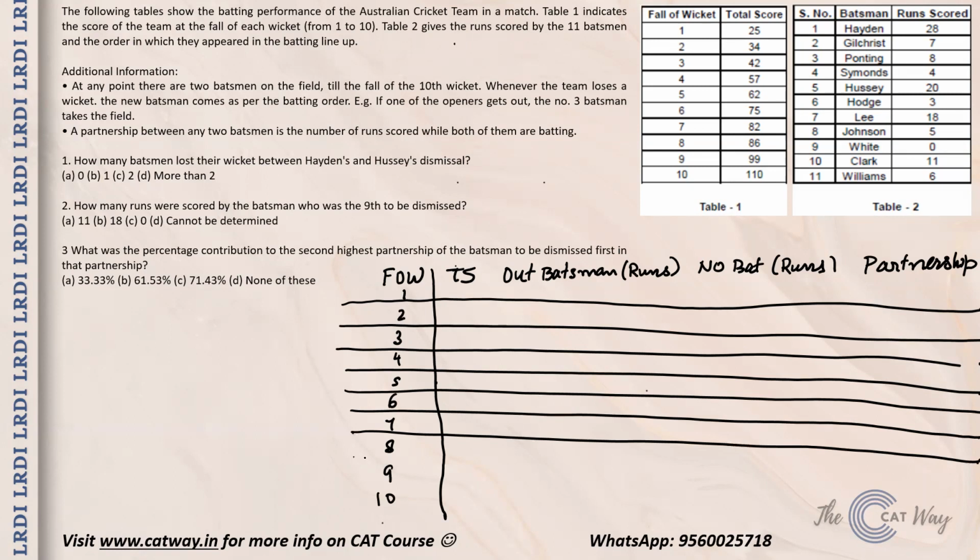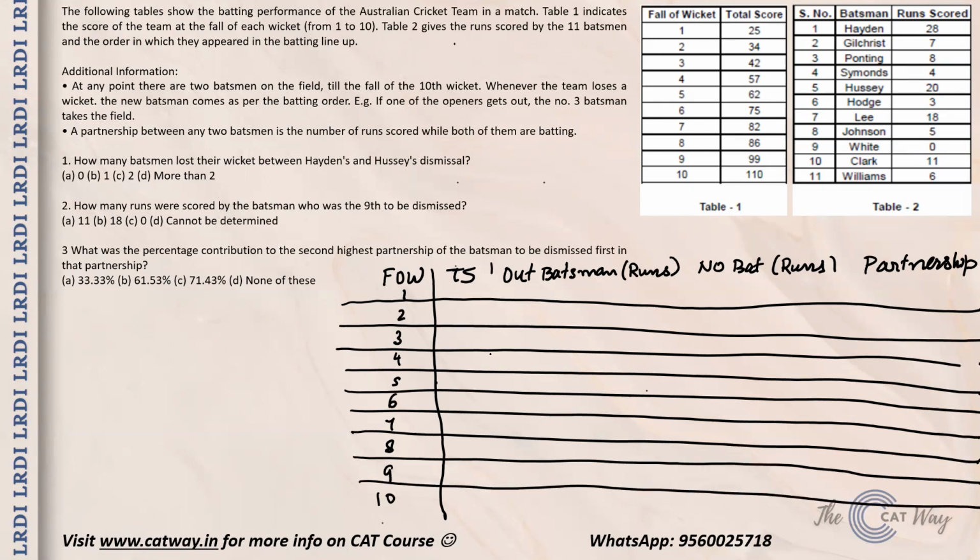So now how we are going to solve this set, let's try and understand. So guys, what is happening over here is that the first wicket fell at 25 runs, right? The first wicket fell at 25 runs and the openers were Hayden and Gilchrist. Now out of them, Hayden has scored 28 runs, right? So is it possible for Hayden to get out when the total team score was 25? No, it is not possible, right?